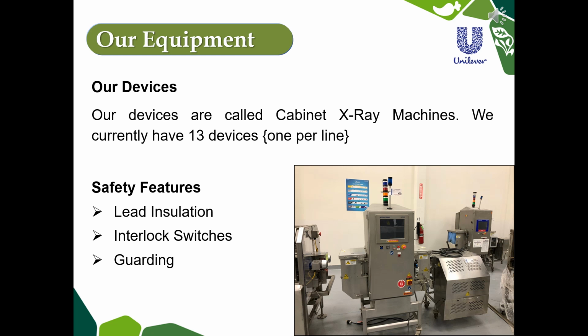As I mentioned before, the safety features on these devices, they are lead lined. They have interlock switches and they have guarding. So the lead lined insulation will only help us if we make sure the interlock switches work, the guards are on and the doors are locked. You know, the display window isn't cracked. There's no way X-ray or radiation can escape this cabinet unless we don't pay attention to what's going on and we don't fix problems that come up quickly and immediately.